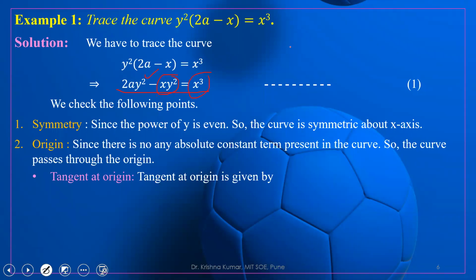So the degree of the first term is 2. The degree of the second term is 3. The degree of the third term is 3. So which is the lowest degree term? This 2a y square is the lowest degree term.